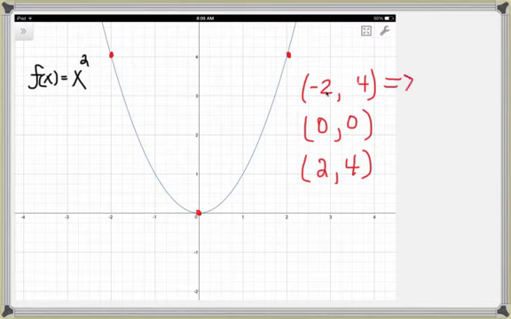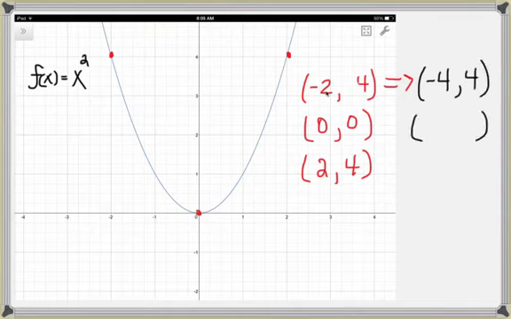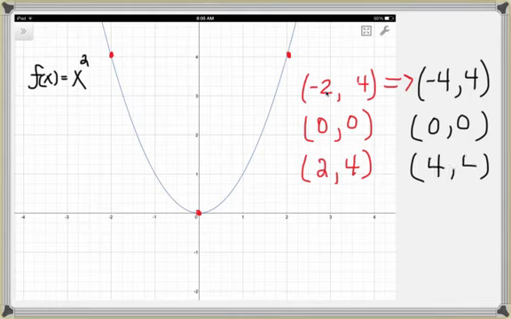So on the first one, I'm going to divide -2 by 1/2, and that should give me -4. (-4, 4) is my new point. Same thing for the other 2 points. So again, 0 divided by 1/2 is still going to be 0, and 2 divided by 1/2 is going to be 4. So those should be my 3 new points. Let's try it out.